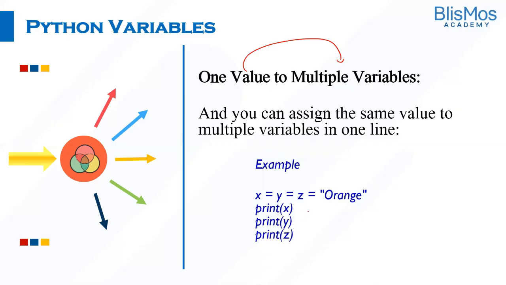And also, we can assign one value to multiple variables. We assigned orange, banana, and cherry to different variables in the previous case. Here what we are doing is we assign orange to all the variables, just the opposite of the scenario we discussed earlier.